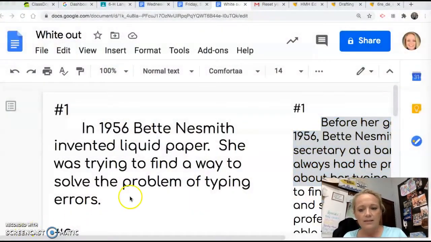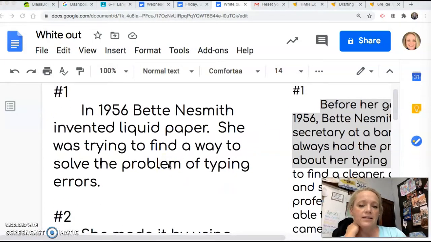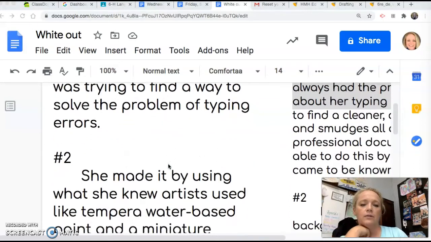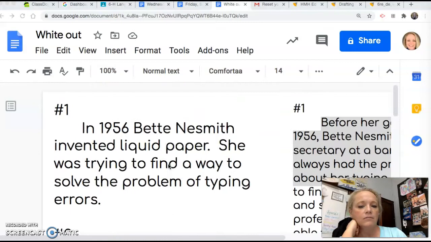And then we moved on to, I don't know, if I can get my big face out of here again. No! Yes, good. Then we moved on to revising our papers. So I showed them my essay. I wrote about Bette Nesmith, that lady who invented liquid paper. I wrote paragraph 1, which was the intro. You can tell I have 2 sentences, one here, one here.